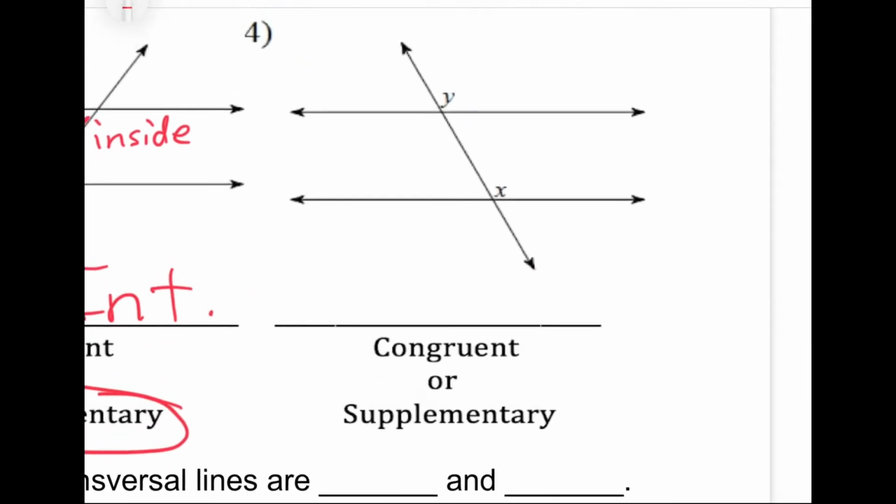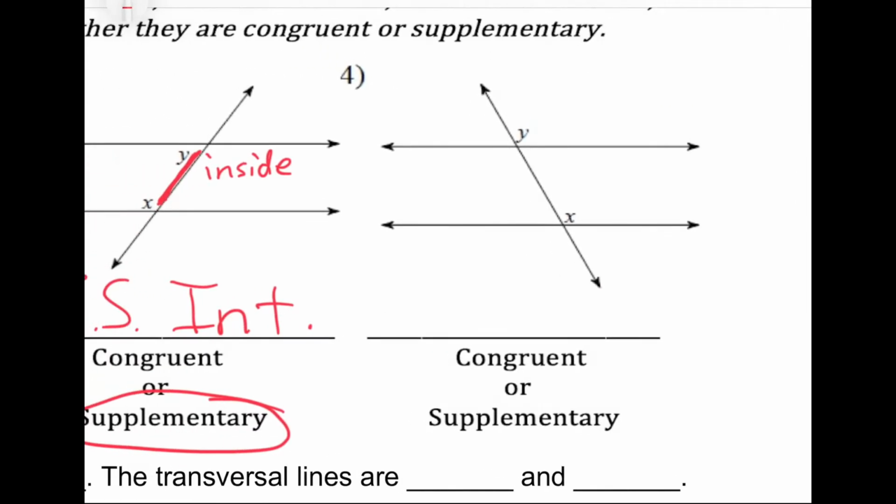And number 4, one is on the inside, one is on the outside, so we're not looking for interior, exterior. One is on the top right corner, the other one is the top right corner, so it is corresponding as well. Again, you can abbreviate if you want, and they are congruent.